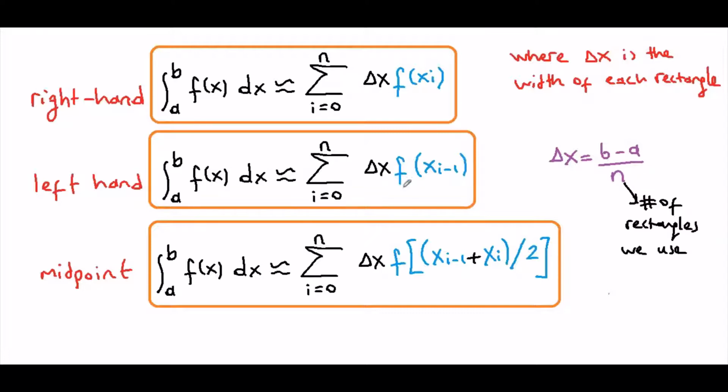The left hand uses the leftmost point of the rectangles, so we use f of x_{i-1}. And midpoint is the midpoint of each rectangle, so we take the average of the leftmost and the rightmost point of each rectangle to find the midpoint. Now, in light of this information, let's continue coding.